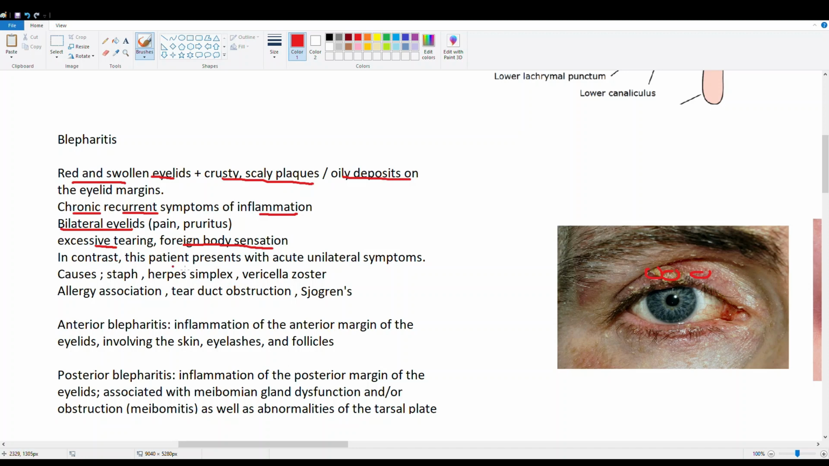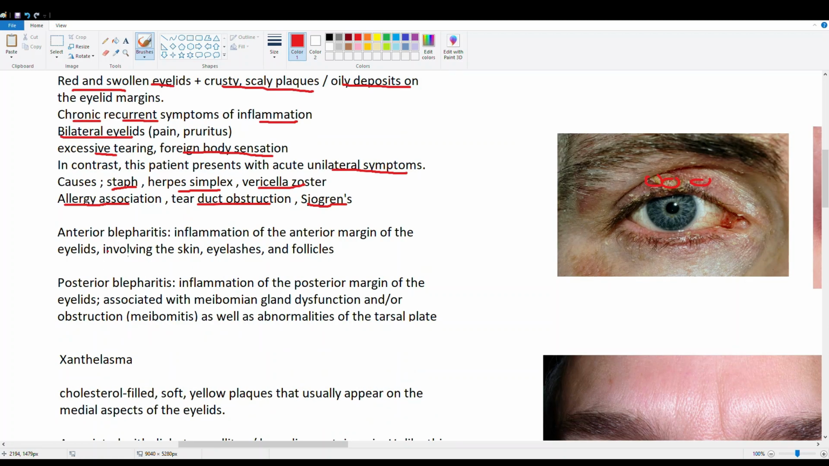In contrast, this patient presents with acute unilateral symptoms, right? So this is not what our patient has. It's caused by staph, it can be caused by herpes simplex and varicella. These things can infect the eyelids and essentially irritate them. It's also associated with allergies, tear duct obstruction, and Sjogren's syndrome. So watch out for these associations on the test. And it also comes in two flavors, just like our hordeolum. So that's the anterior flavor and the posterior flavor.